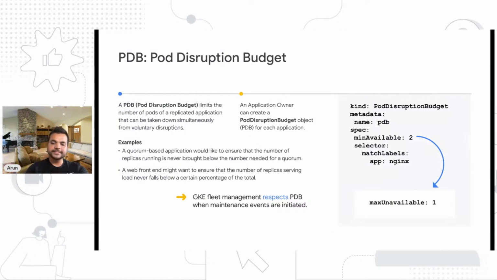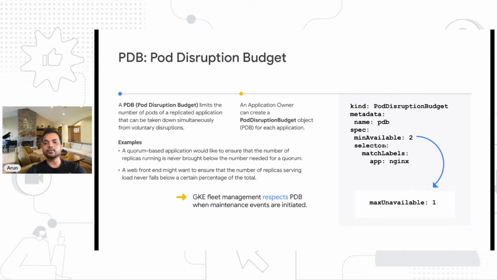So let's talk about PDBs, or pod disruption budget. I think this is one of the most crucial features that we should enable while we are upgrading our clusters. What a pod disruption budget does is make sure, based on the settings that you provide, that this many pods are always available while your node is transitioning from one version to another. So let's take an example.